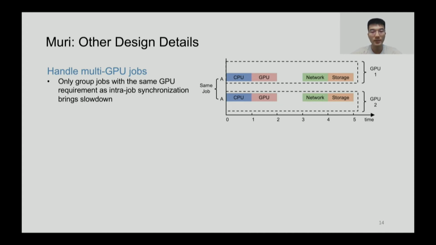First, in widely used distributed training, workers require intra-job synchronization. For example, job A on GPU 2 has to synchronize with that on GPU 1. On the other hand, multi-resource interleaving introduces new dependencies between jobs. In this scenario, inter-job interleaving interacts with intra-job synchronization, which brings additional slowdown for job C. To avoid the slowdown, Muri only groups jobs with the same GPU requirements.